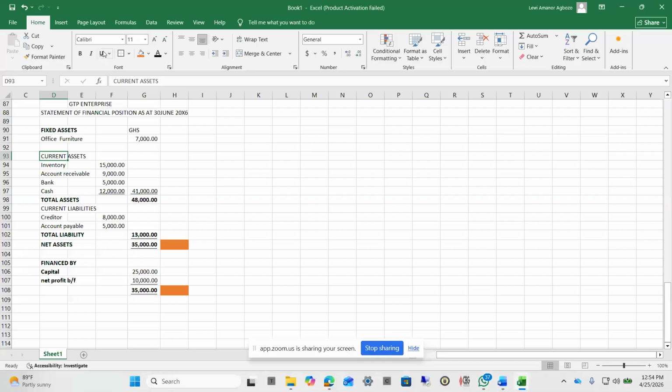Can you please go over current liabilities again? The current liabilities, we said they are the people we are owing and we need to pay within 1 year. So from the data they gave us, we were told that creditors are 8,000.